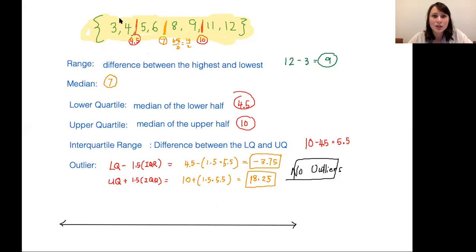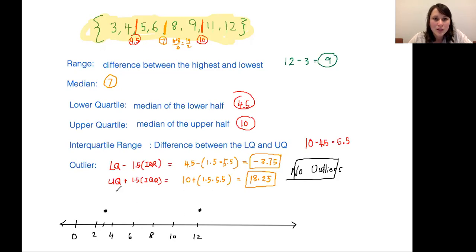My biggest number here is 12. So I'm going to go up maybe by 2s: 0, 2, 4, 6, 8, 10, 12. Okay, so that's a number line where I'm going up by 2s. And then I'm going to plot first my smallest number, which is 3. Put a dot there. And my biggest number, which is 12. I'm going to plot those points.